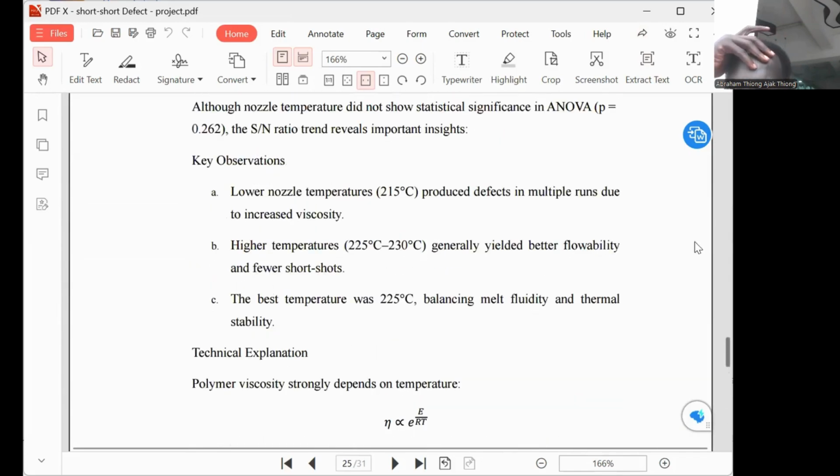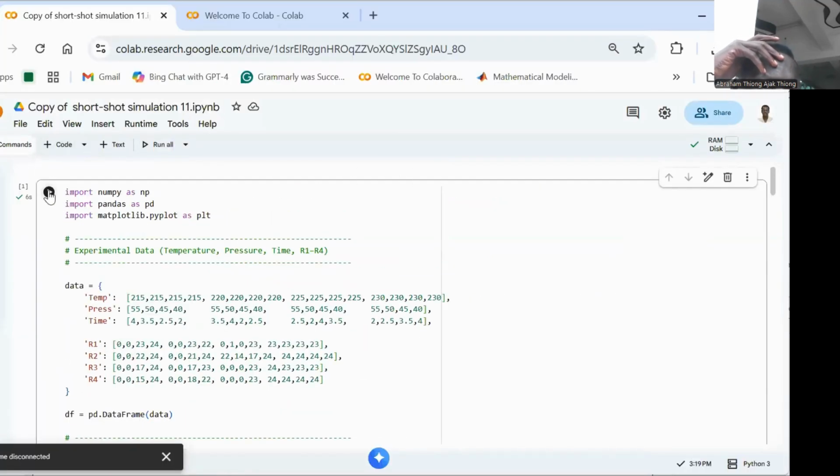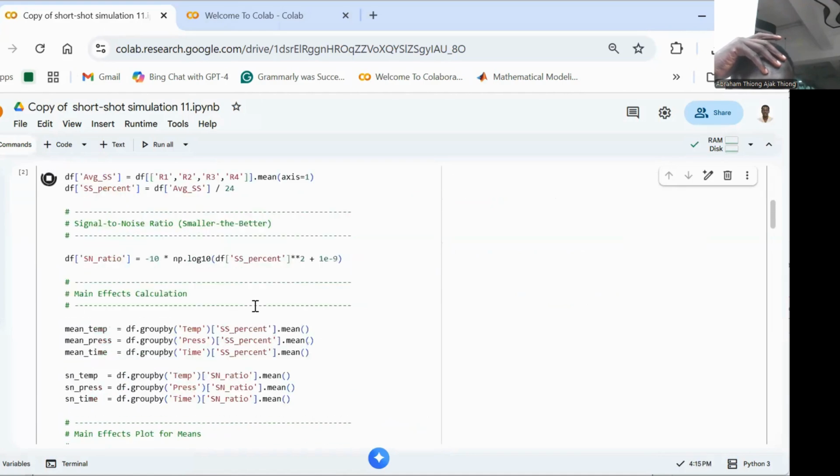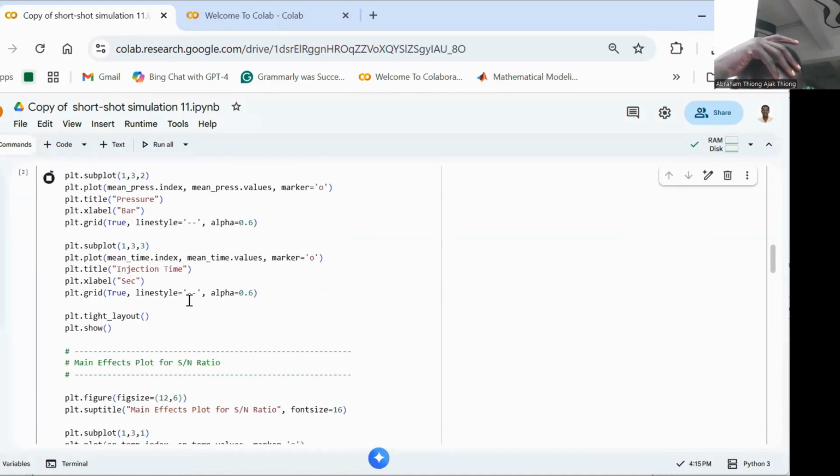So let's take a look at the code. This is my code. When I run it, it works. This is how it works. We get some results here.